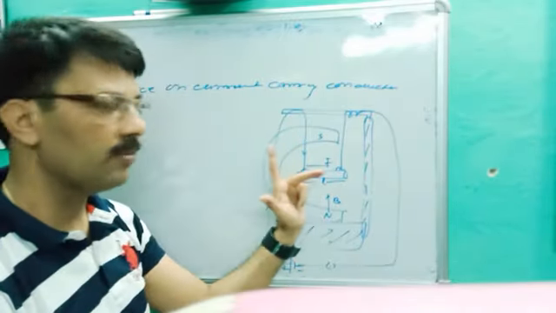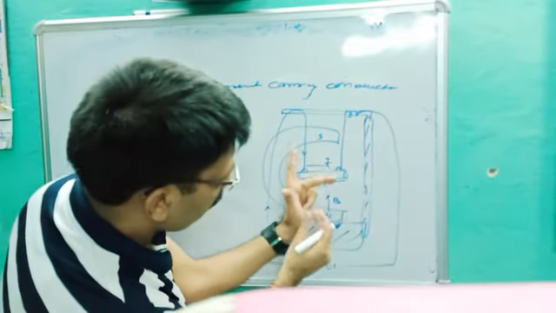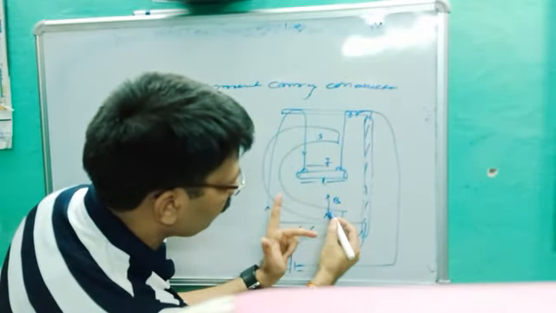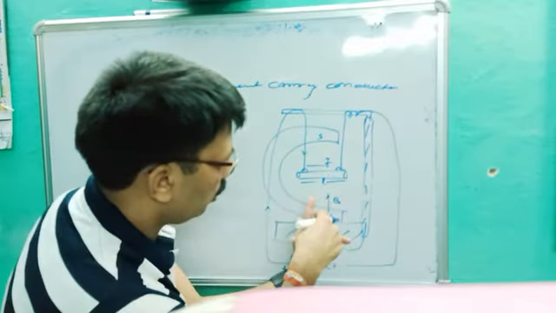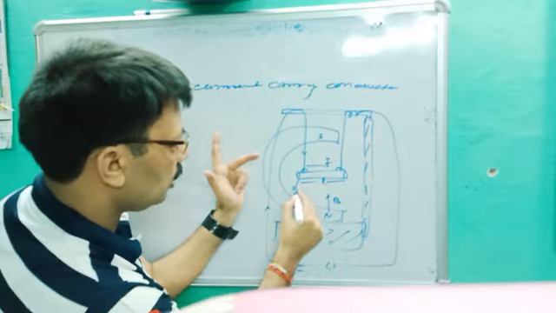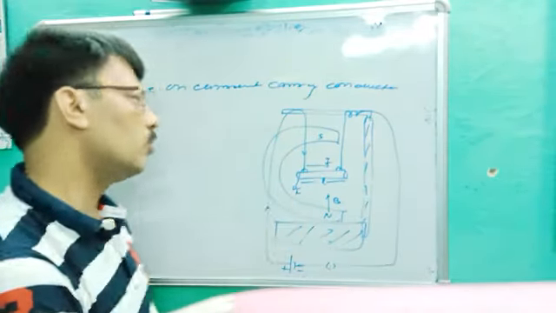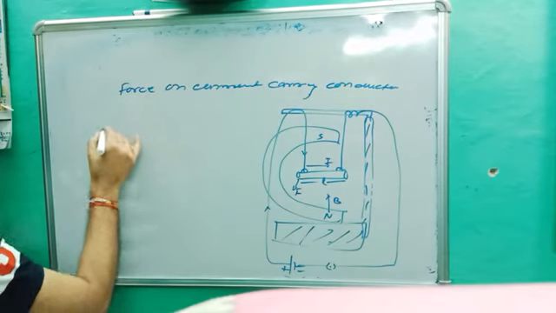So you apply Fleming left hand rule. This is the direction of current. This is the direction of magnetic field. You see there, this is the direction of magnetic field, and this is the direction of current. So that will be the direction of force. This is the direction of force. Force will act outside. So force will depend on three or four factors.